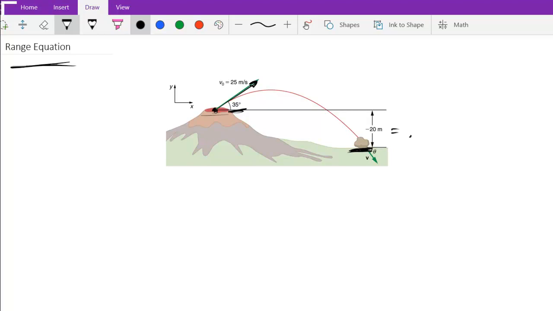So this would be a delta y, based on our coordinate system here, equal to negative 20 meters. We can use the kinematic equations, and first evaluate the y direction for the time in the air. We can say that delta y is equal to v naught y t plus 1/2 a y times our time squared. Given that we have a delta y, we know that v naught y is v naught sine of theta, and we know acceleration in y is negative g.